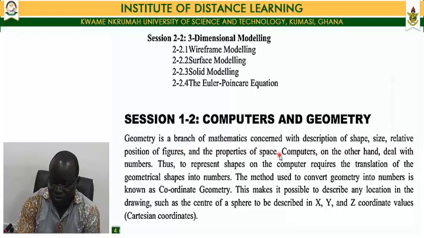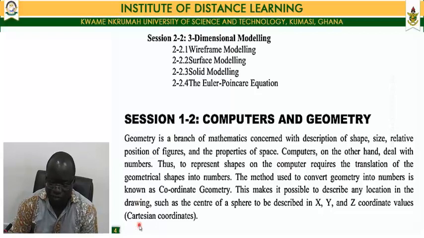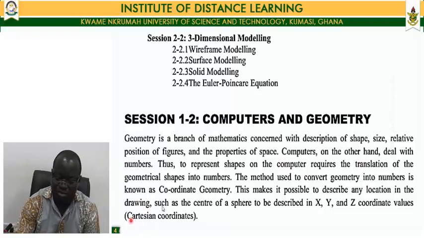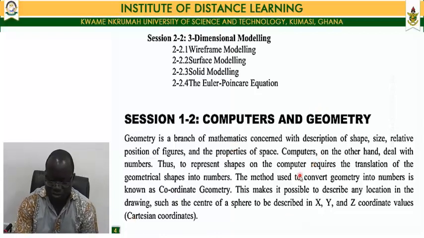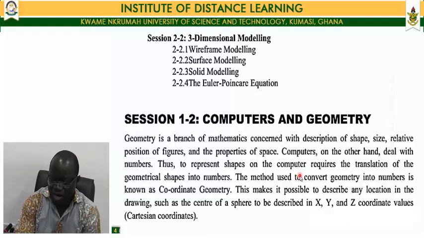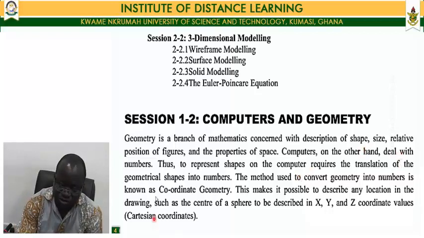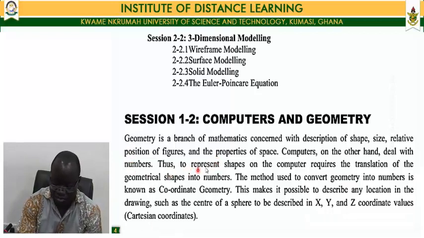When it comes to computers, on the other hand, computers don't know anything like figures or lines or whatever, but computers deal with numbers. Now, what it means is that if you want to represent a shape on the computer, it requires a translation of these geometrical shapes into the numbers that the computer understands. Now, the method that is used to convert the geometry into numbers is known as coordinate geometry.